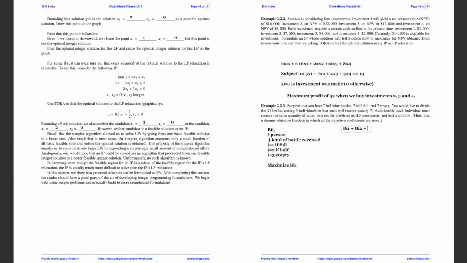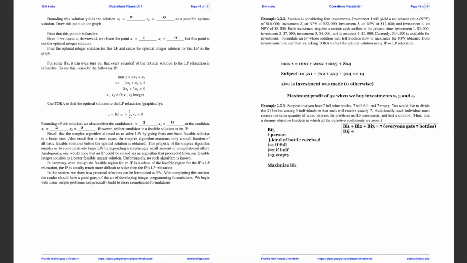So if we plug in 1 for i, we'll have that the first person got B11, the number of full bottles that they got, plus B12, the number of half bottles that he got, and Bi3 would be the number of empty bottles.